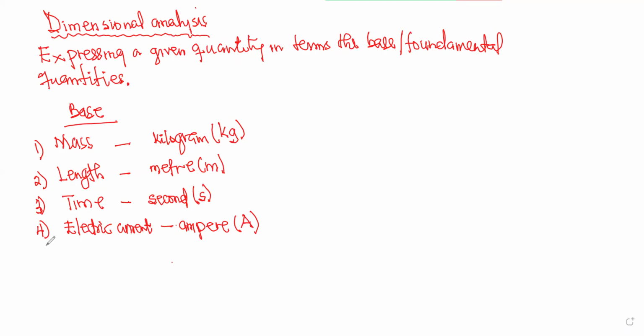Yes, we are discussing base units. 5. Luminous intensity. What's the unit? Candela. What's the short form notation? Small letter c, small letter d. Okay. 6. How many base units do we have in all? 7.